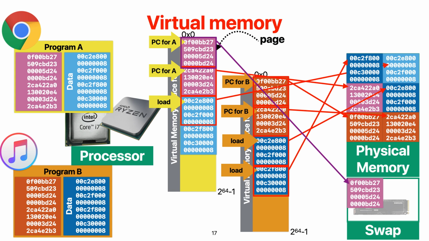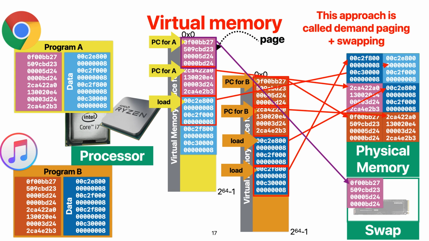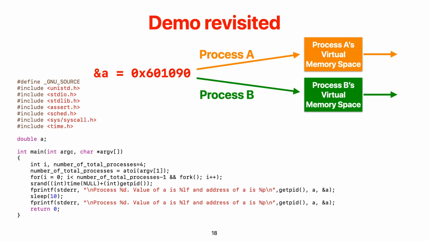This is the most popular way of manipulating the virtual memory abstraction right now. Of course, there are other mechanisms, like shadow paging, that you may learn elsewhere. However, this mechanism, called demand paging plus swapping, is by far the most popular mechanism in handling virtual memory. And I hope this slide gives you a very good idea about how virtual memory is manipulated.